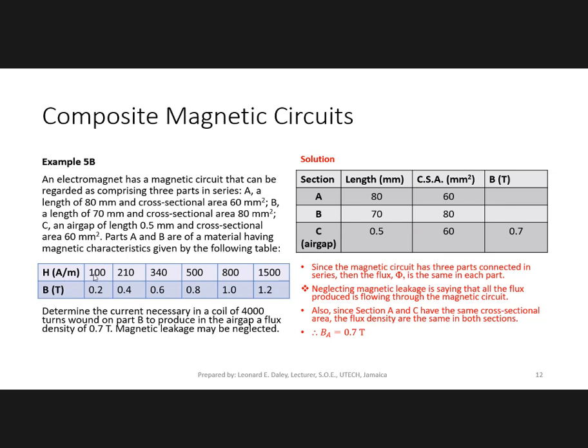So these values can actually be used to plot a graph. But I'm going to show you how you can also use this data without actually plotting the graph. The question now asks us to determine the current necessary in a coil of 4,000 turns wound on section B to produce a flux density of 0.7 Tesla in the air gap. And it says that we should neglect magnetic leakage.